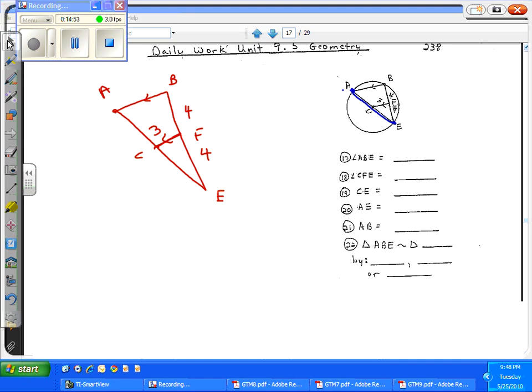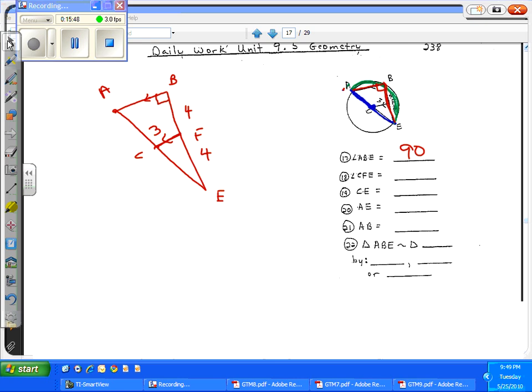AE is a diameter. It's a diameter because it's a chord that passes through the center. That makes arc ABE a semicircle. If an angle is inscribed in a semicircle, then it's going to be a right angle. So angle ABE is 90 degrees, which means that what I have over here is a right triangle. An angle inscribed in a semicircle is a right angle.